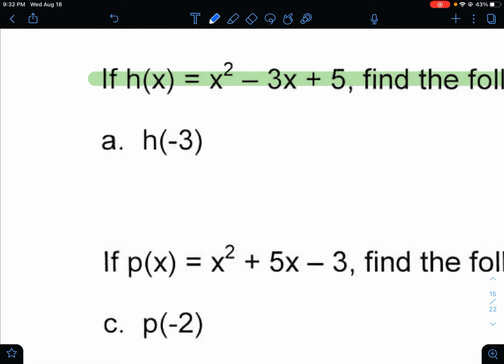So you're going to plug in negative 3. So we do negative 3 squared minus 3 times negative 3 plus 5. So we get 9. And then this is going to be plus 9 because it's negative 3 times negative 3, which gives us a positive 9. Plus 5, which is going to give us 18 plus 5, which is 23.